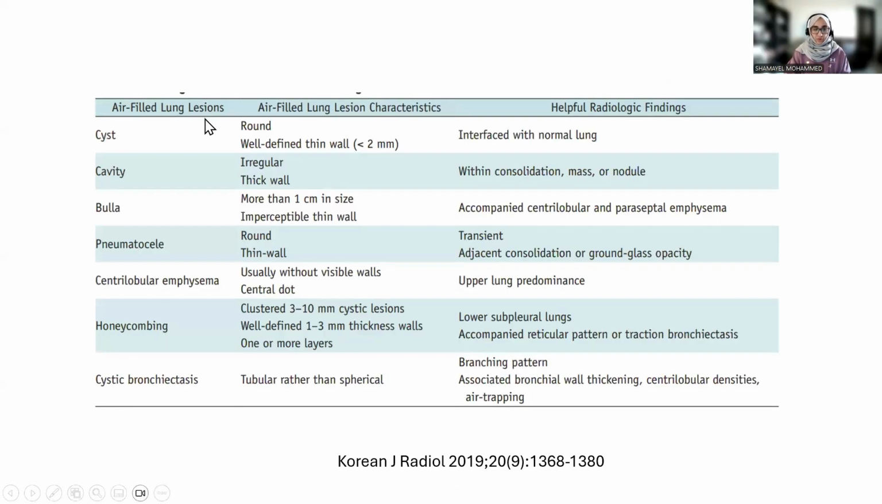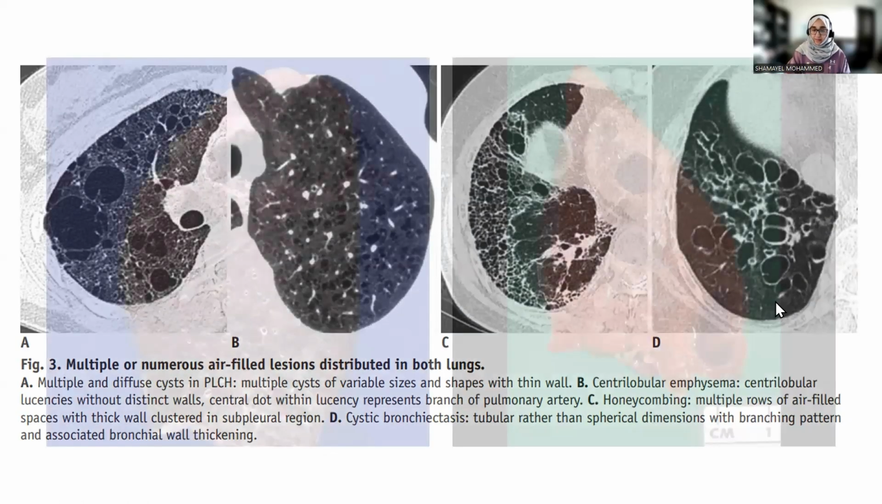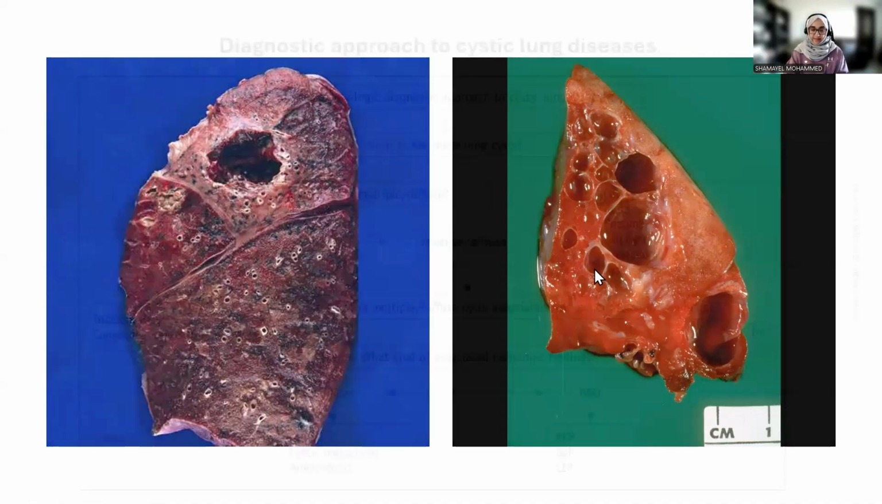Now, as a differential diagnosis of air-filled lung lesions, you can refer to this handy table where you can look at the different definitions. For example, these are the cysts of Langerhans cell histiocytosis. This is emphysema. This is honeycombing, and this is bronchiectasis. Grossly, as you can see here, there is consolidation in the background, and this is an example of a cystic cavity secondary to an abscess, and these are cysts with thin wall lining the cavities.